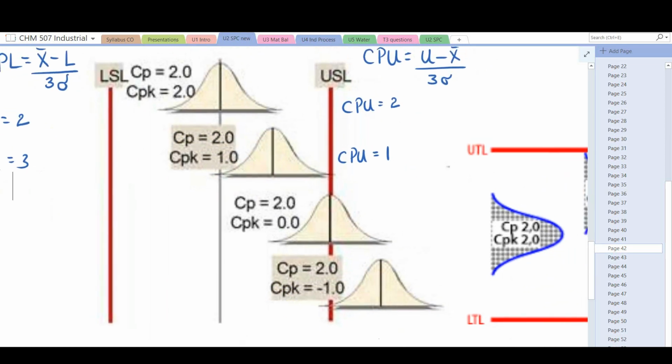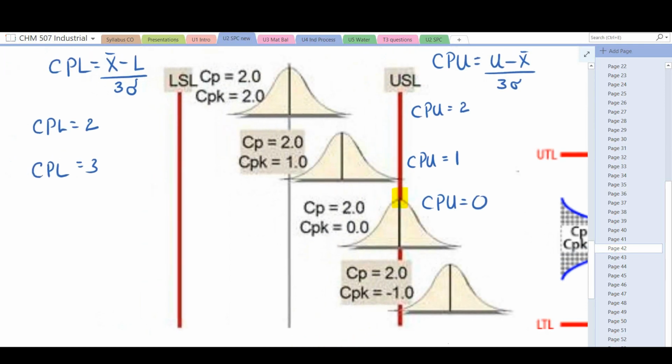How about this case? Upper specification limit minus the process mean, well, they're equal, so it's going to be 0 divided by 3 sigma. In this case, Cpu is actually 0. It doesn't sound very good. And take a look at it. This indicates that 50% of the time your product will be off spec on the high side. How about Cpl?